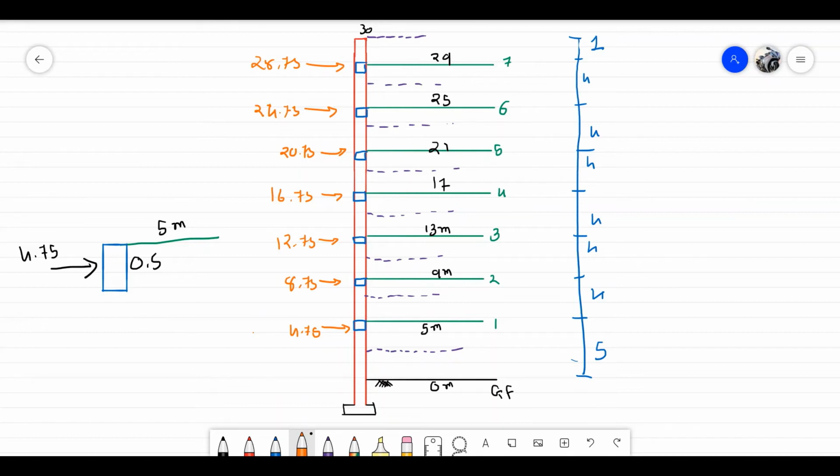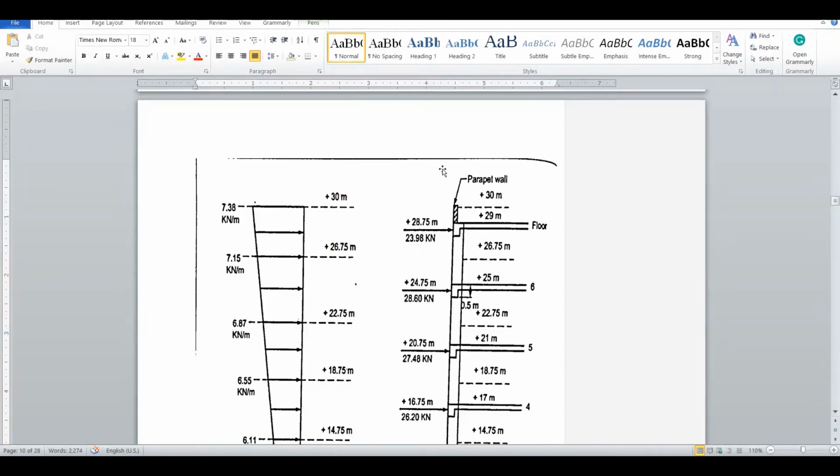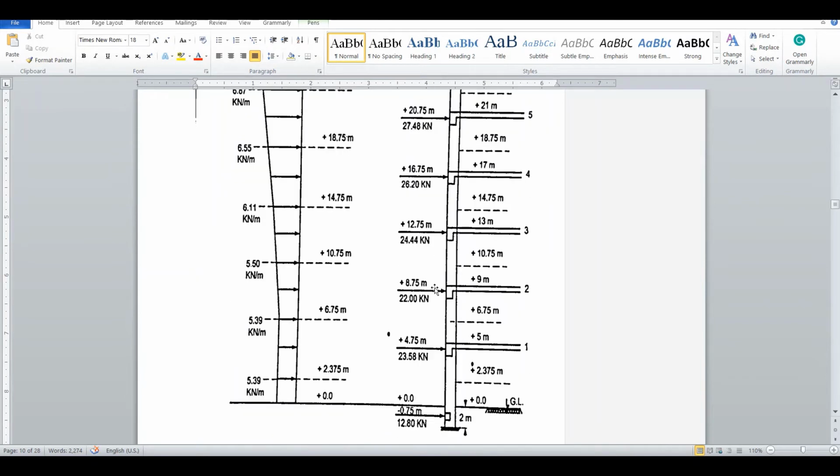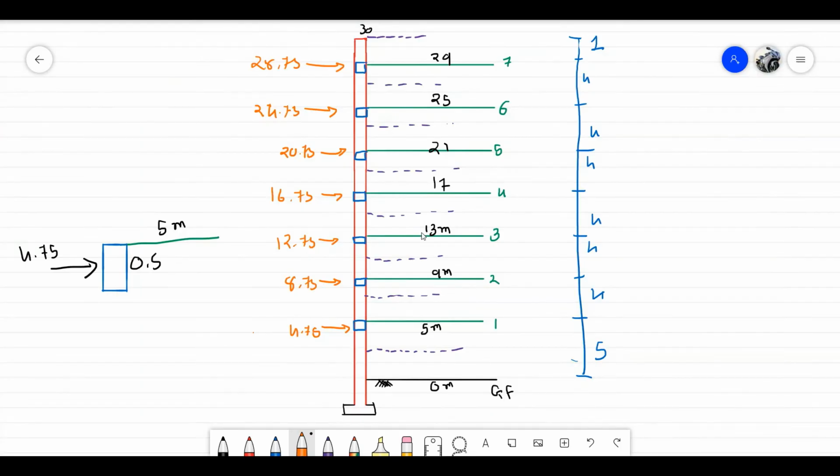Okay, so first 4.75 divided by 2. 4.75 divided by 2, so value is 2.375. Let's check it here. 2.375, because here is a node point height. Assume here is a 4.75 height and here is a ground floor. So wall is here, it's a wall.